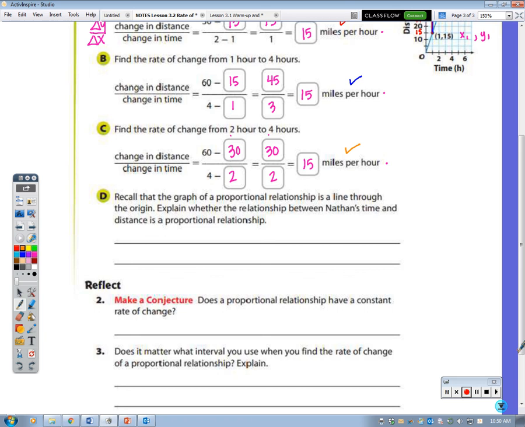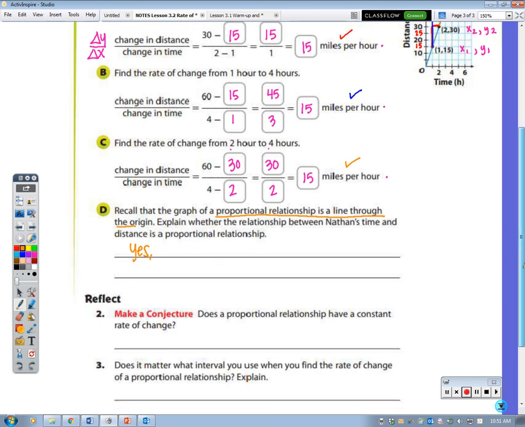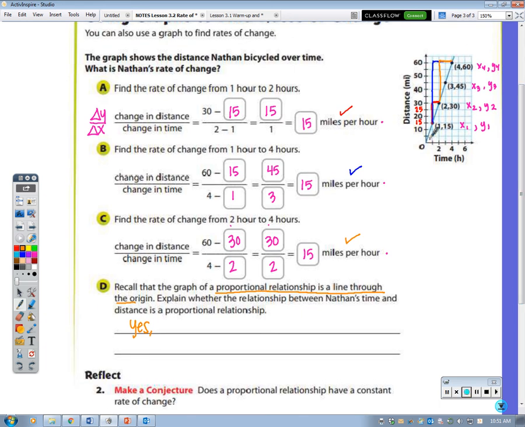We're going to reflect. Or recall first that a graph of a proportional relationship is a line through the origin. Explain whether the relationship between Nathan's time and distance is a proportional relationship. Well, what do you think? Do you think it's a proportional relationship? I would say yes. And the reason it is, you can look at this graph, and it is a straight line that goes through the origin, meaning at 0 time he has gone 0 miles. And then he travels up at a constant rate. So yes, it is proportional because the graph is a straight line through the origin.